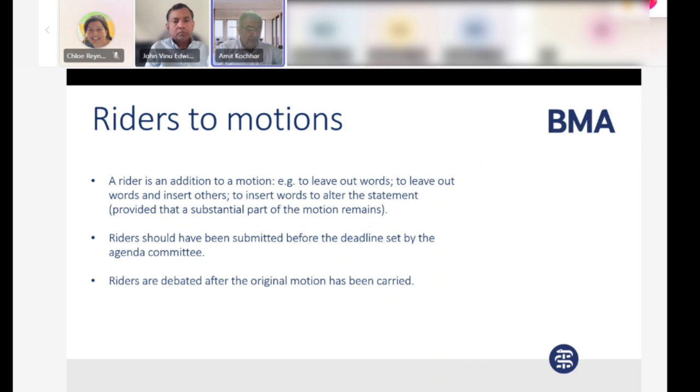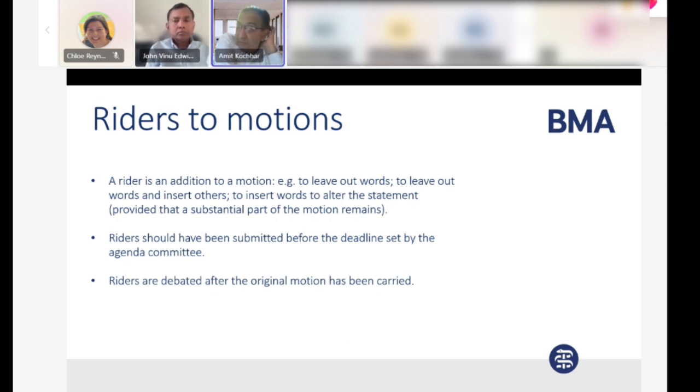Right. A rider is different from an amendment. A rider is where you can add or subtract a word. For example, if it's an England motion, a devolved nation chair or member may say, can you add a rider to make this applicable to devolved nations? You can leave words, insert words, or alter the statement.